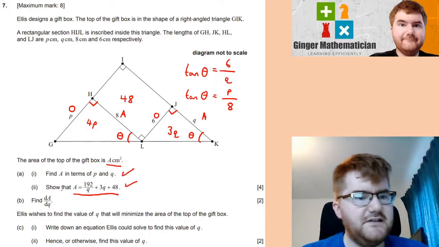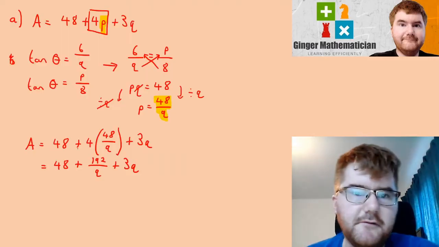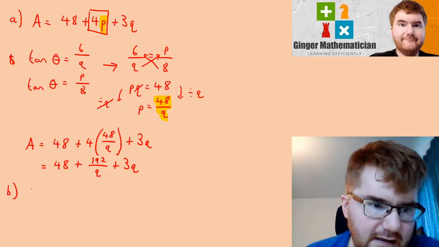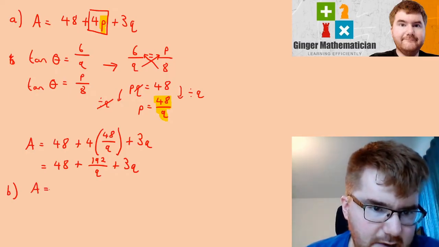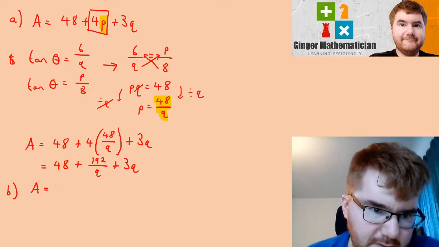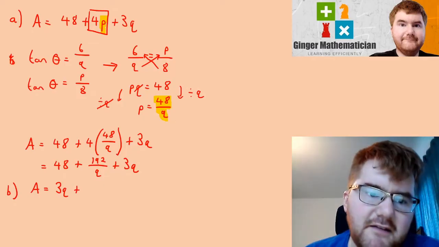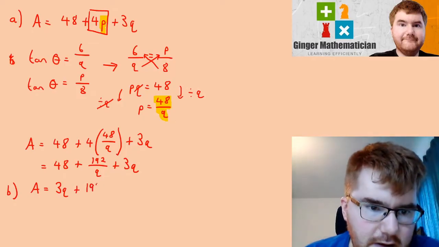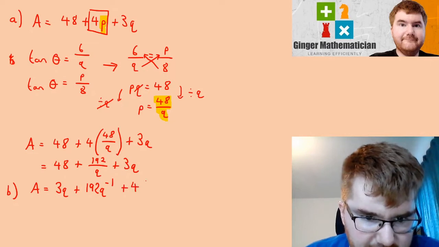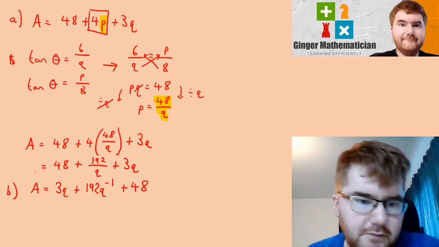Now at this point we need to differentiate, so dA by dq. Now before we differentiate for part B, I'm just going to write this slightly differently. So I'm going to write this as A equals, well, we can put this into index notation. So we've got 3q, that still stays the same. Remember, anything over q is the same as q to the power of minus 1. And then I'm going to put the 48 over here. So it's all set up ready for the differentiation process.